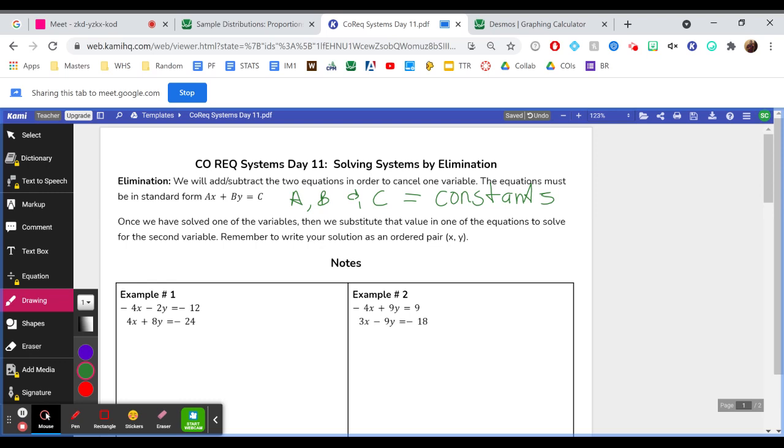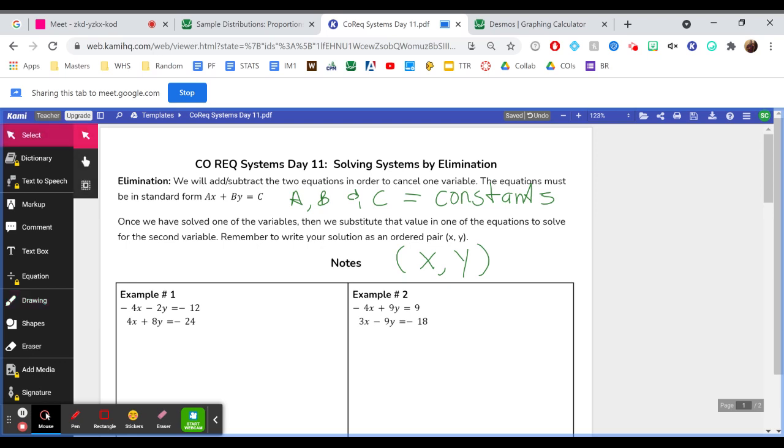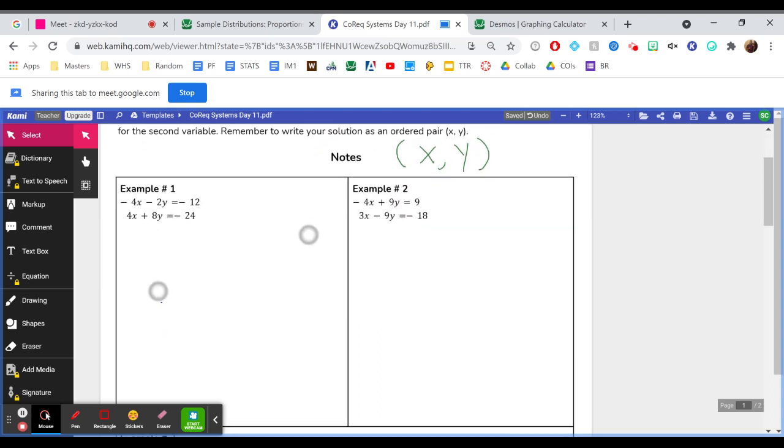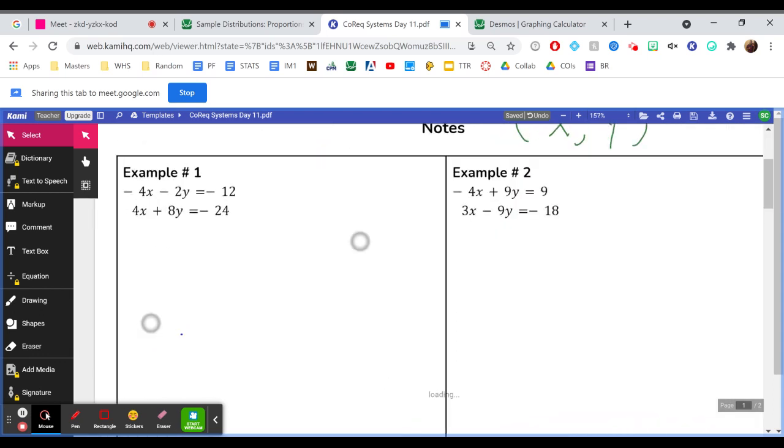As a reminder, the solution to a system of equations needs to be in an ordered pair, x comma y. Okay, so that's what we're looking for. We're going to be solving for equations that have that type of solution. Okay, so let's look at the first example.